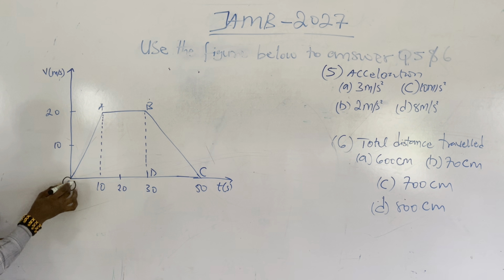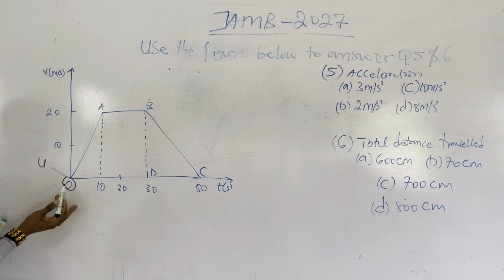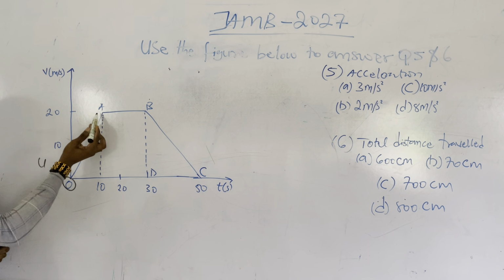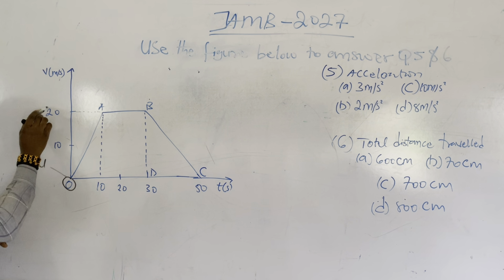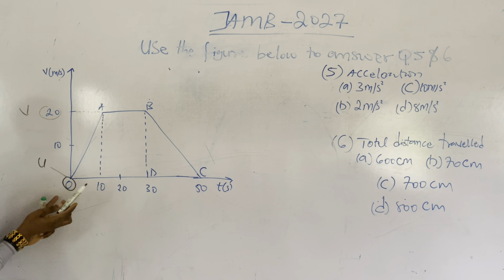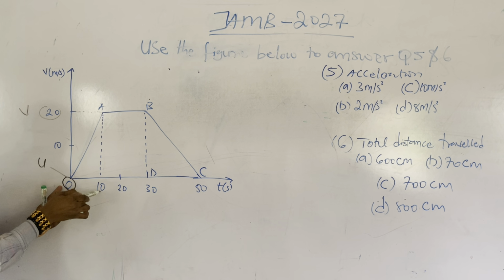That means this will give us our initial velocity. And the journey continues till you get to a point where it stops and maintains a constant steady horizontal speed. That means this is our final velocity, V. Therefore, the time covered from point 0 to point 20, if we trace it down, is 10. The time taken for the entire journey from point O to point 20 is 10.